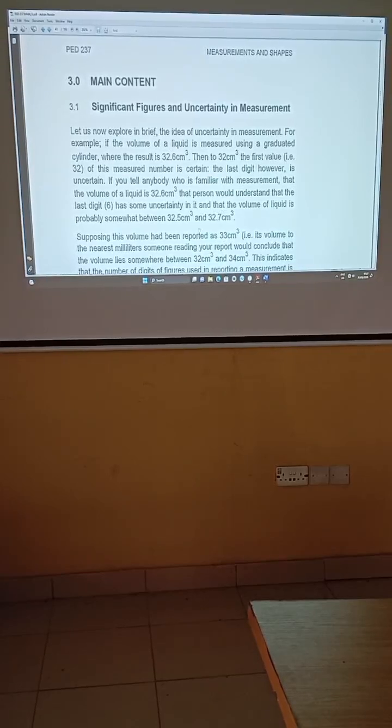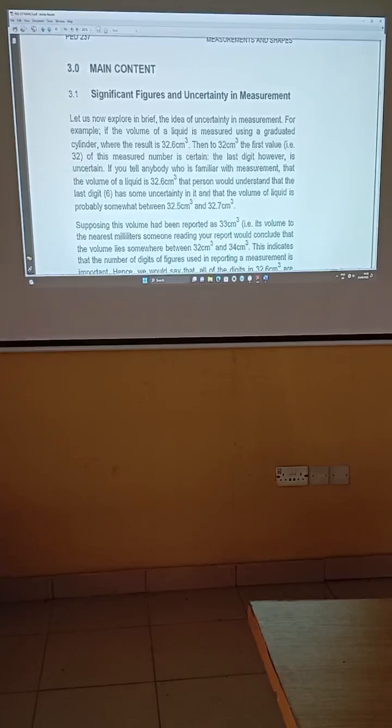And that the volume of the liquid is probably somewhere between 32.5 cm3 and 32.7 cm3, of which if you observe it, you see that 32.6 cm3 lies in between 32.5 cm3 and 32.7 cm3. For this reason, the last digit is often considered uncertain, because a lot of times it lies in between two other values.